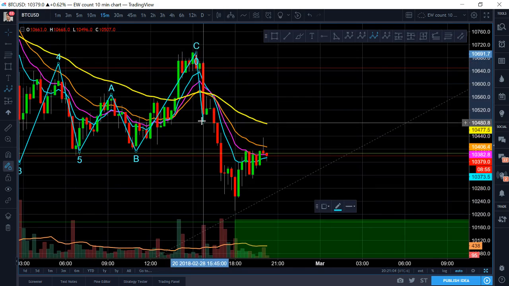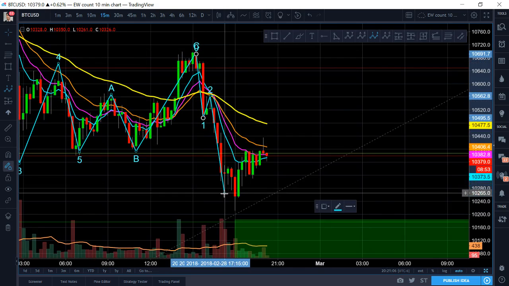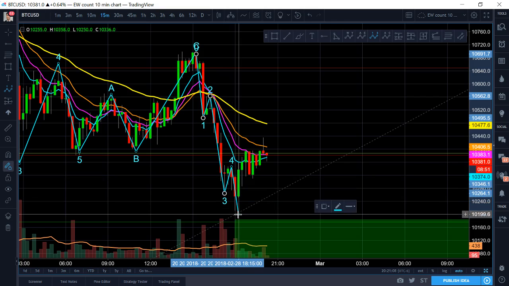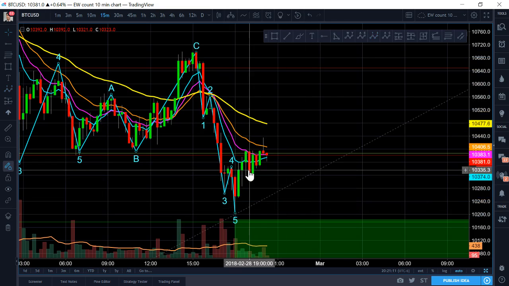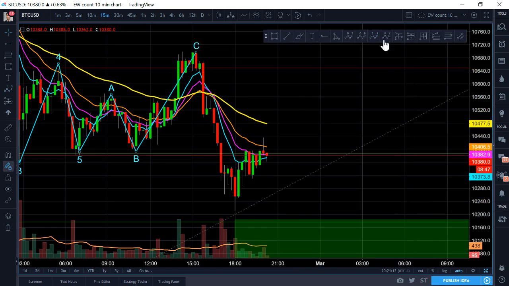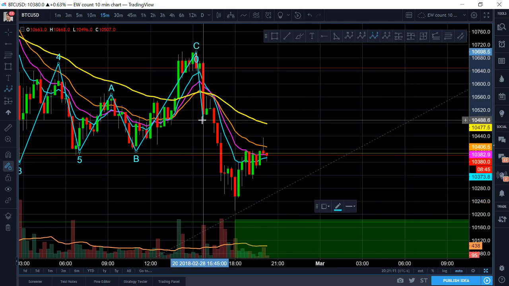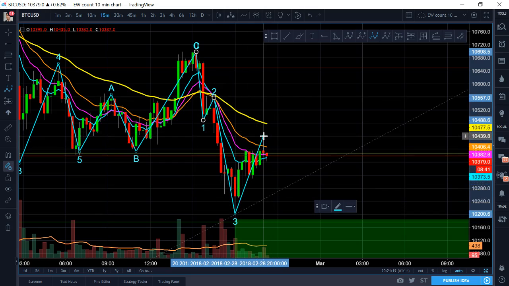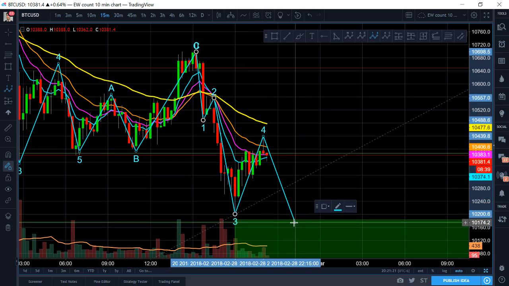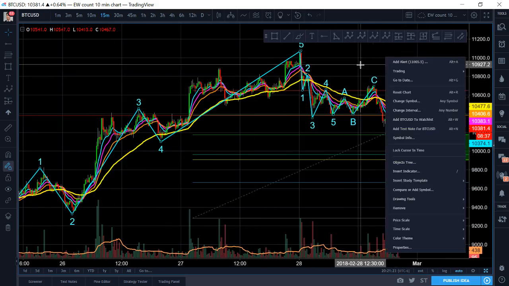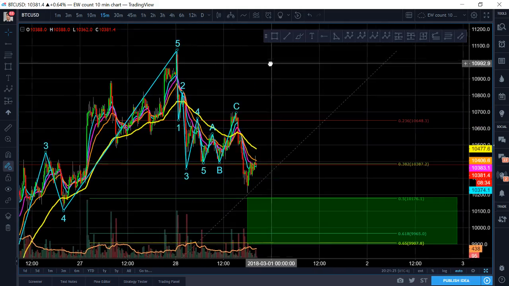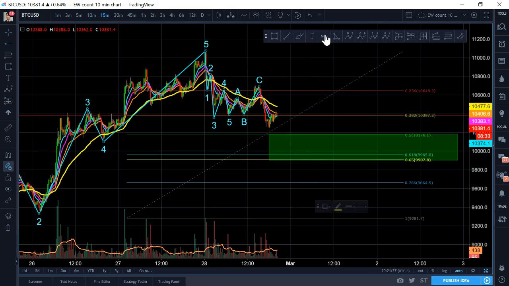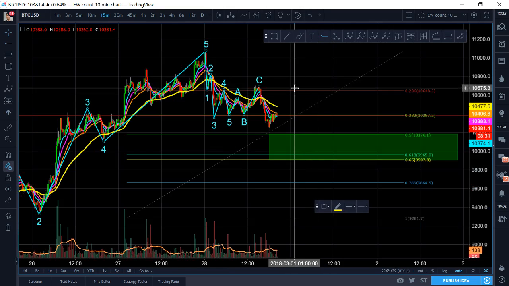Because the way I'm counting this right now is 1, 2, is this 3, is this 4, is this 5, like that? Or is it like this, where this is 1, 2, all of this is 3, and this is 4, and there's one more coming down. So because of the uncertainty with this count at this given time, what I end up adopting is a dollar cost averaging strategy.